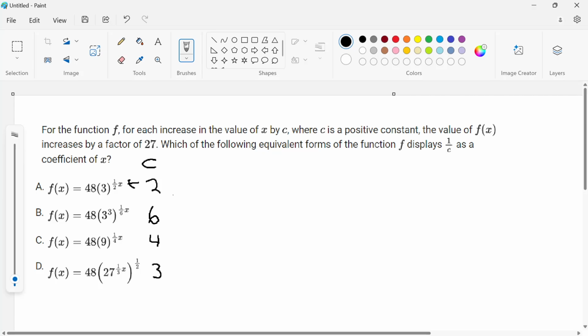So when x is 2, 1/2 times 2 is 1, 3 to the first power is 3. When x is 4, 4 times 1/2 is 2. 3 to the second power is 9. It's going up by factors of 3, so A is out.